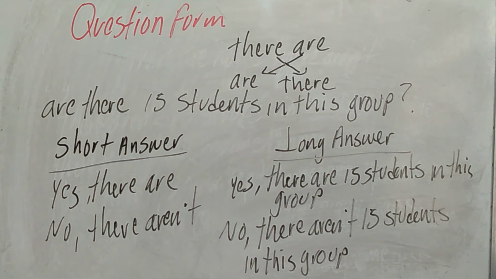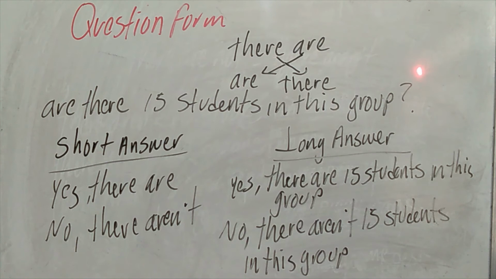Ok, in this case, we want to analyze the question form. It is the same form that we use in the singular with there is, right? For example, here we have there are, the affirmative form, but we want to change it. The verb to be is going to be at the beginning, and there is going to be after the verb to be, right? Instead of saying there are, it's going to be are there. This is in order to form the question. For example, are there 15 students in this group, with the question mark? Remember, the question mark is important, right? Are there 15 students in this group?